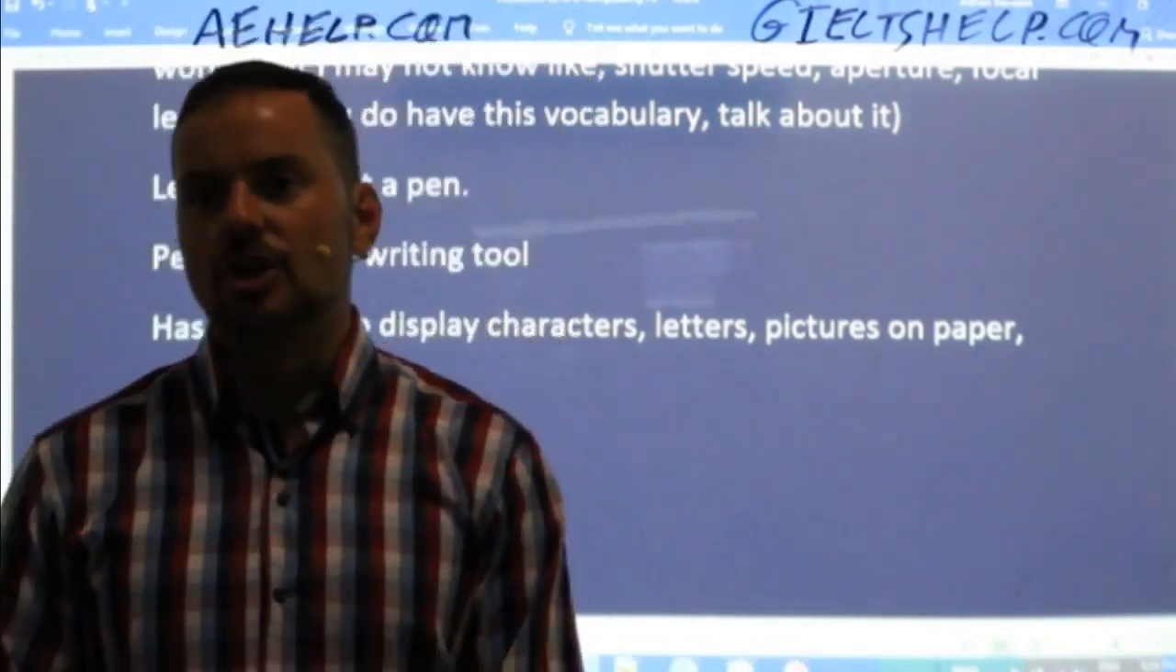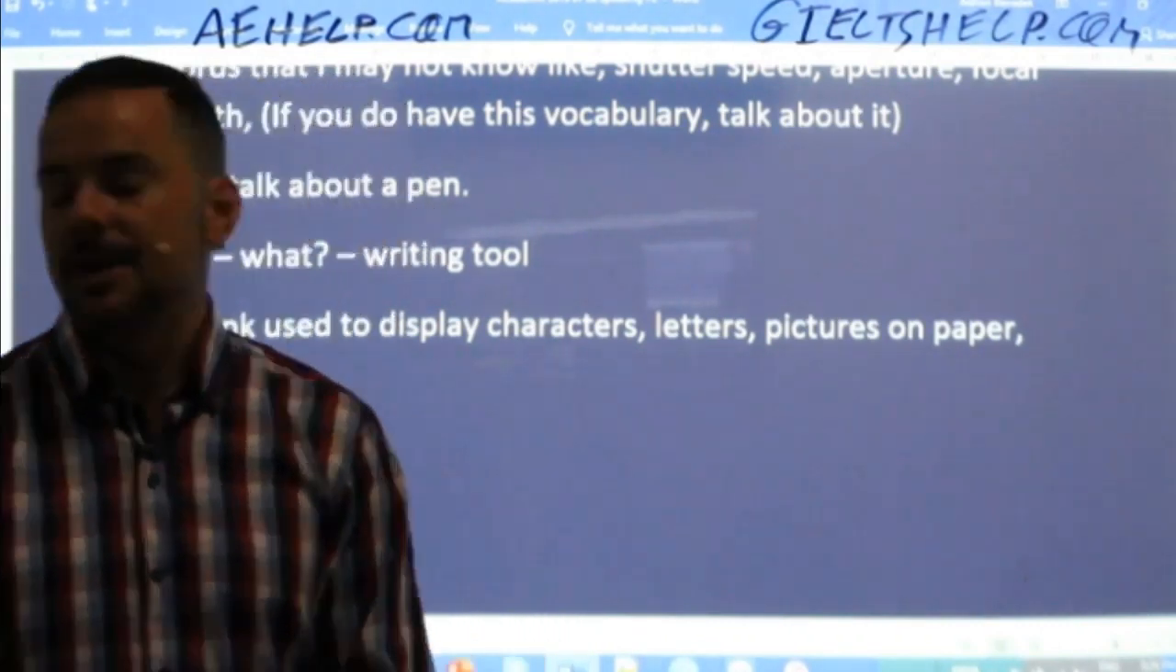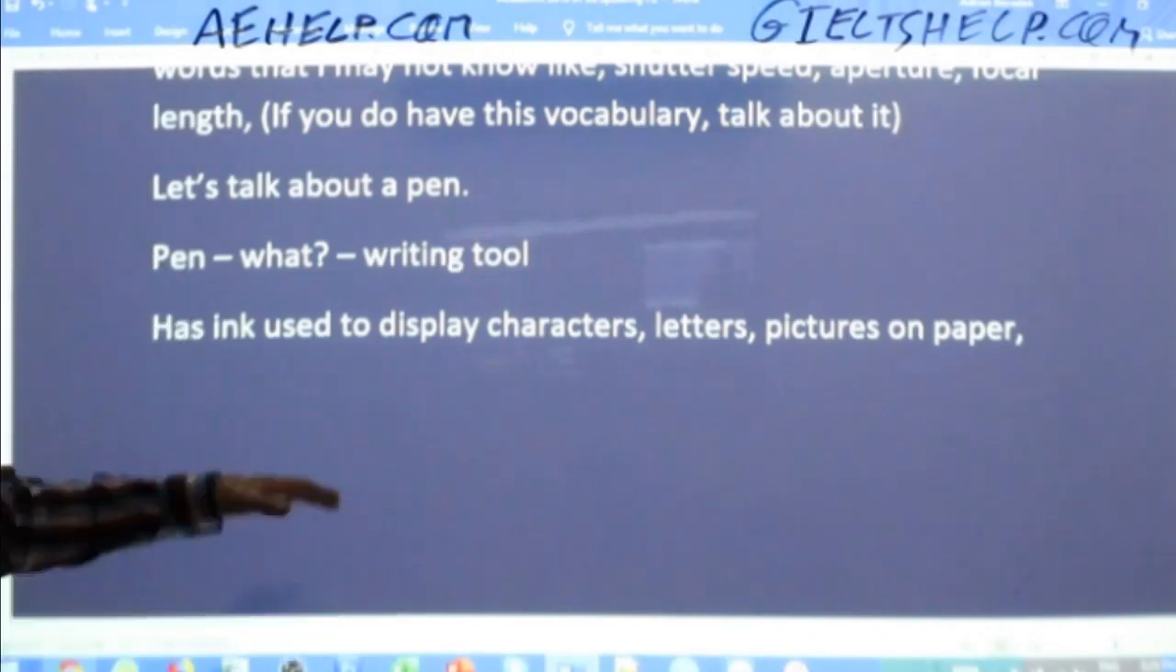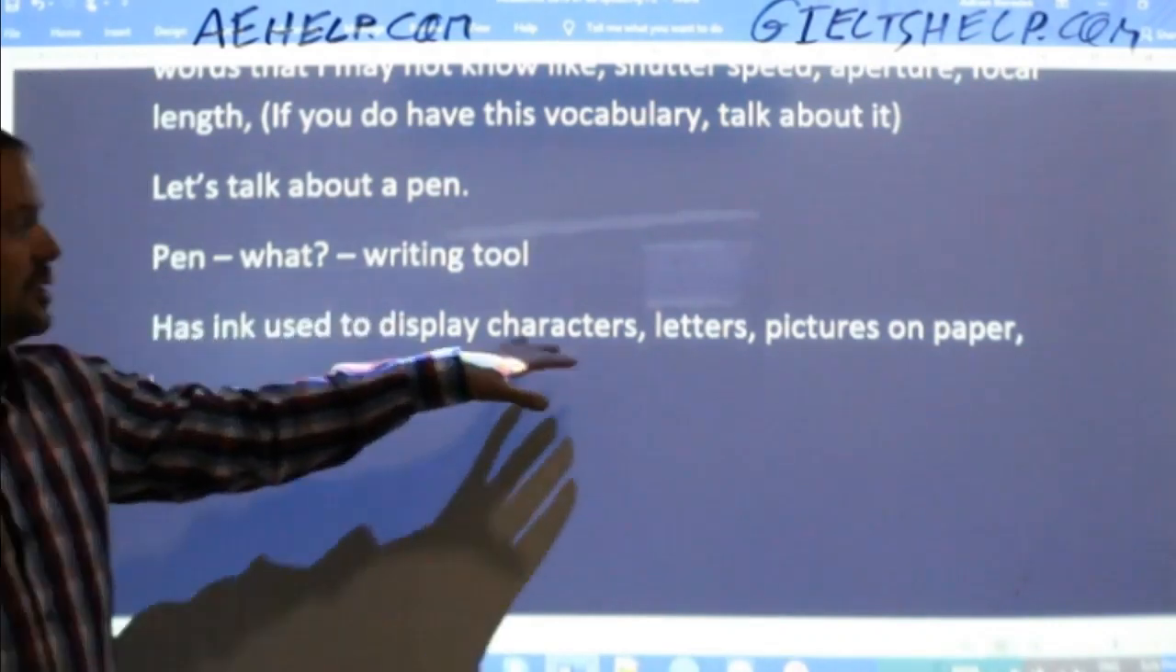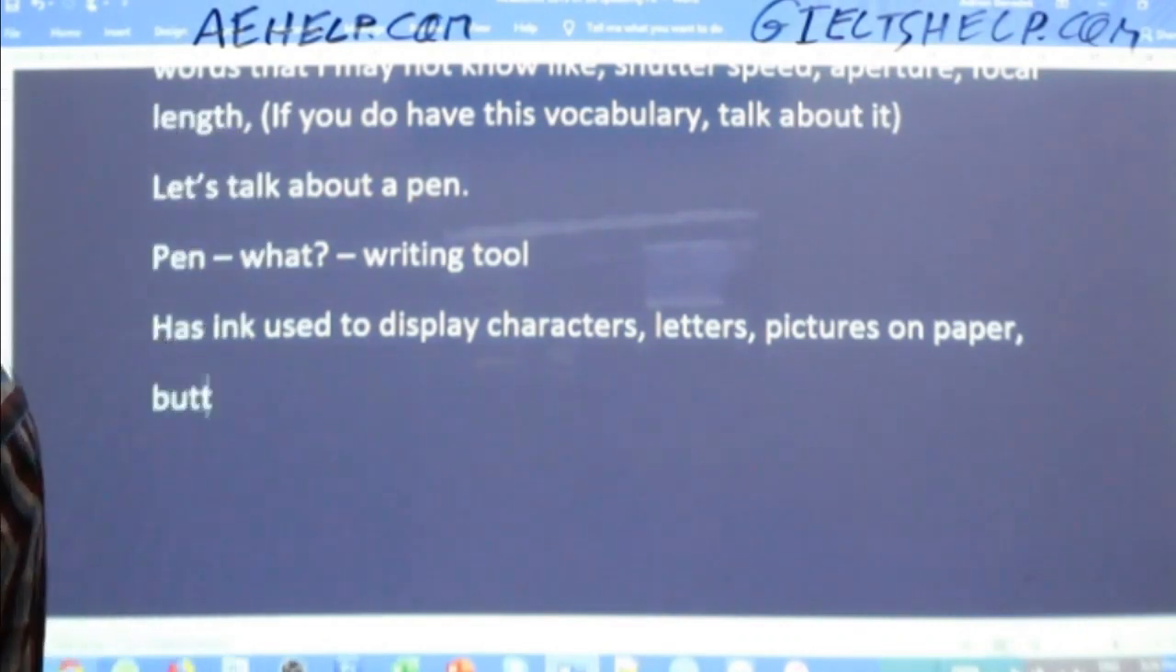It's a traditional tool for writing. It's not a method, Azmat. It's not a method of writing. Okay, so we have a couple of points. So, okay, it's a writing tool that has ink. It displays characters, pictures on paper. Button on the back. Okay.